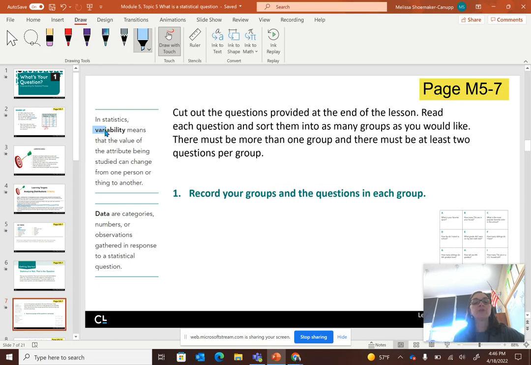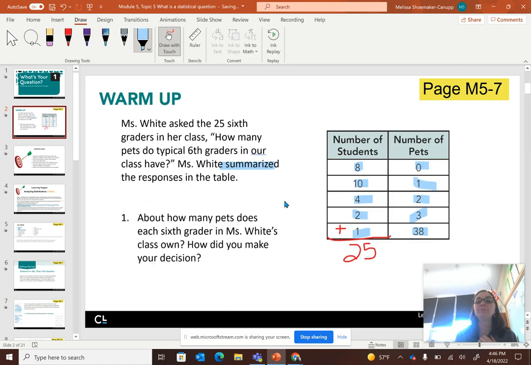What I want to make sure you understand is there is some important vocabulary here. In statistics, variability means that the value of the attribute being studied can change from person to person. That means if you ask me how tall I am, it might be different than if you ask the next person. If we're all going to give you the same answer, then it's not variable. There's no changing answer. Data: categories, numbers, or observations gathered in response to a statistical question. These are the numbers or the information that you're asking. That would be these right here, the number of pets. That's what we gathered.